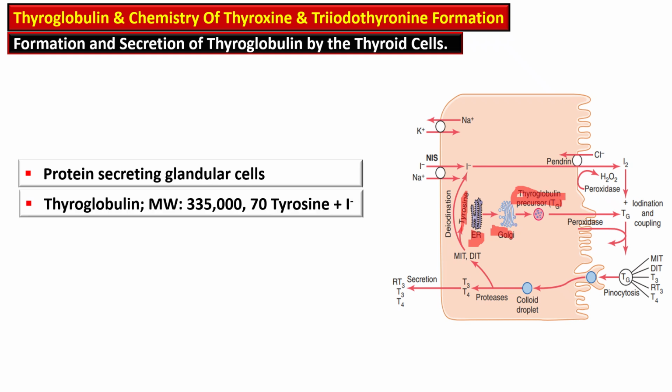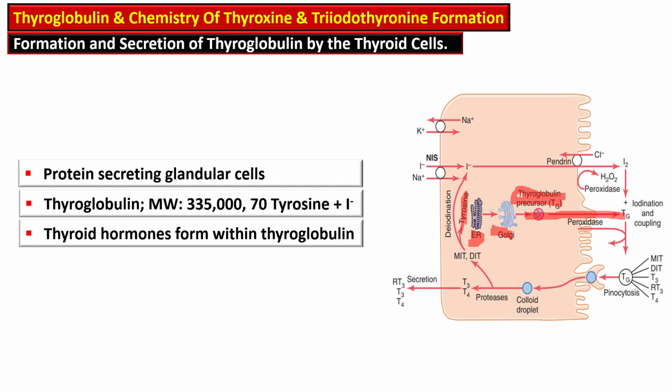The molecular weight of this thyroglobulin is about 335,000 Dalton, and it is composed of 70 tyrosine residues, precursors for thyroid hormone, that is secreted into the follicular lumen. So this completed precursor thyroglobulin is exocytosed into the follicular lumen or colloid. This colloid becomes the site of hormone synthesis and storage.